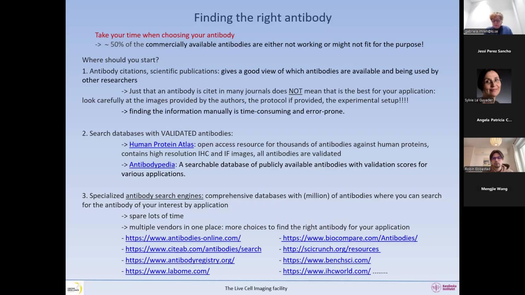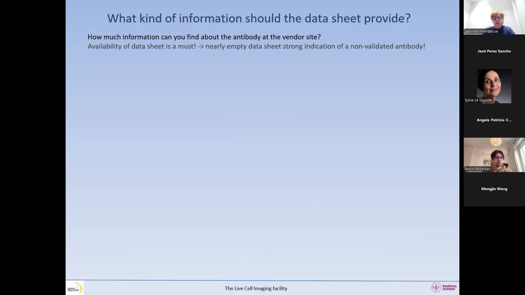So now that you have spent some time looking and maybe found the antibody of your choice, you said, yeah, this will work for my sample or for my protein, then of course the first thing you will do is click on it and look at the data sheet. And the question is, how much information should you find about this antibody on the data sheet? Because a nearly empty data sheet is a strong indication of a non-validated antibody.